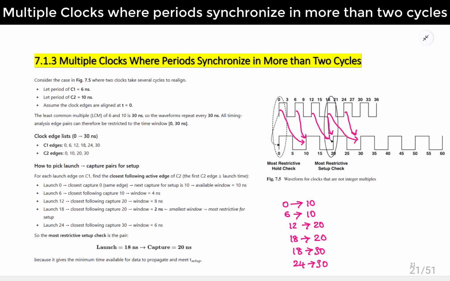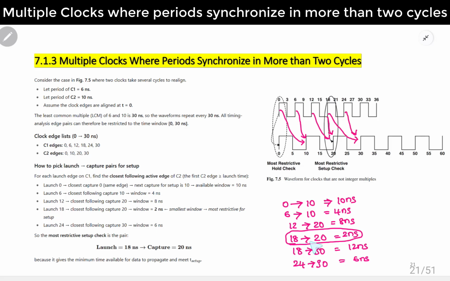Why? Because we are getting the LCM as 30. Among this, see the time period difference. Here we are getting 10 nanosecond. Here it is 4 nanosecond. Here we are getting 8 nanosecond. Here it is 2 nanosecond. Here it will be 12 nanosecond. And here it will be 6 nanosecond. Among this the worst case is this one, 18 and 20. So this should be used for setup.